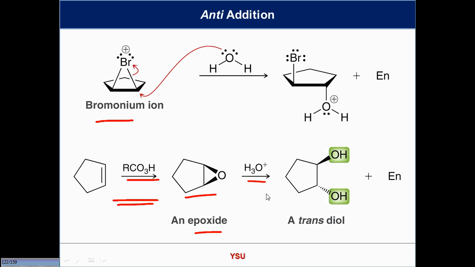By now, people who are looking to get A's and B's should be able to think of mechanisms for these things. What do you think will happen first in the presence of acid? Protonate the O. Why do you think you'll protonate the O? Make it a better leaving group. And then the second OH comes in from the water and away we go. Why do we get the trans outcome? The same reason we got the trans outcome up there. Things will start to fall into place if you have kept up.